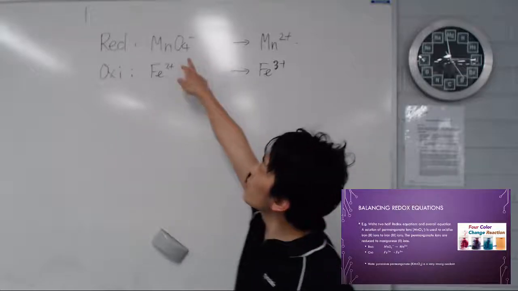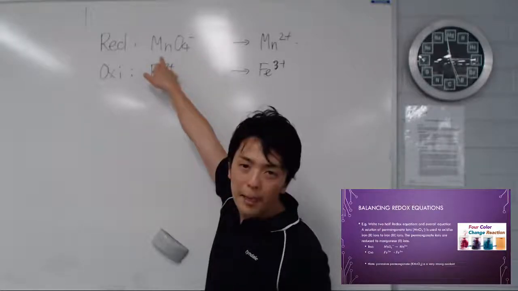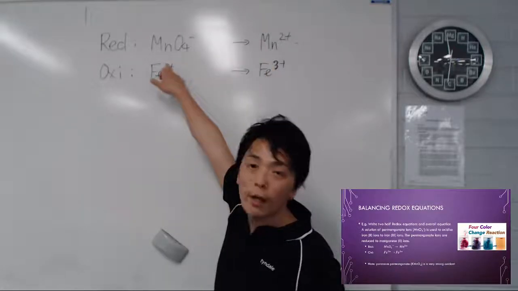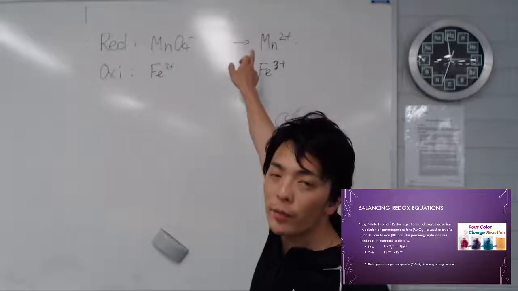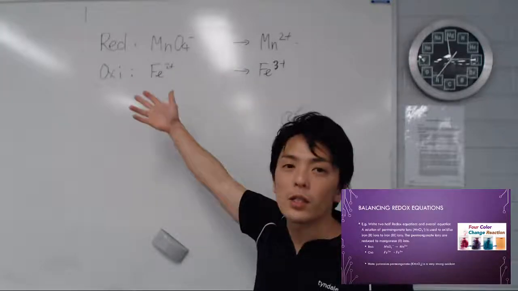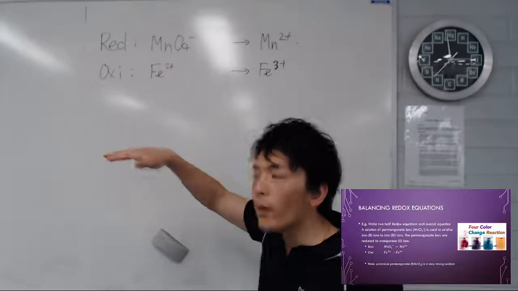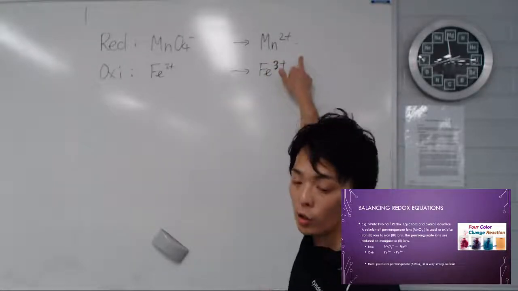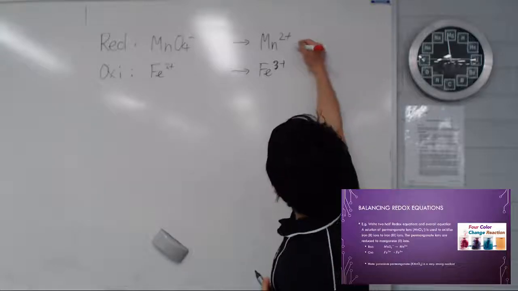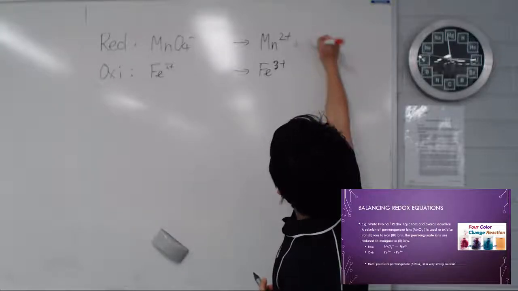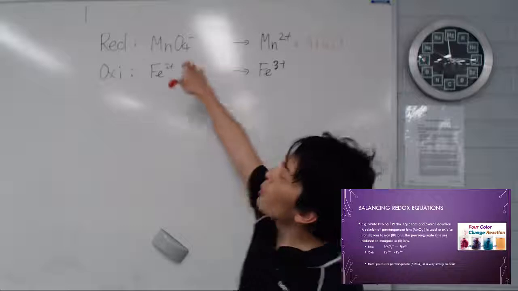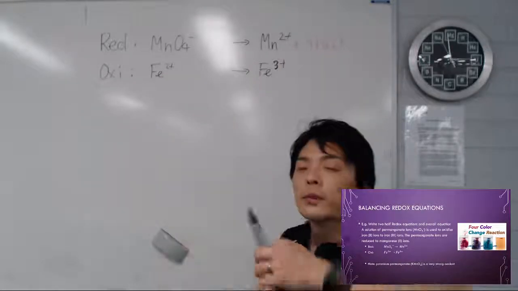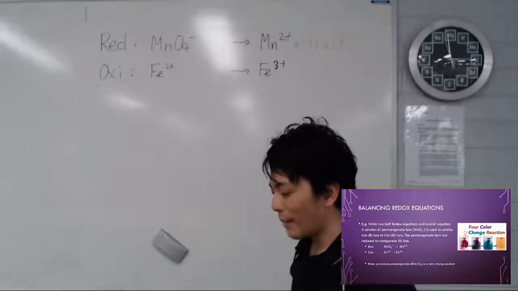Now, let's look at the reduction here. Mn is not oxygen or hydrogen. There's one atom on each side, so you don't need to do any balancing for Mn. For oxygen, yes, there are 4 oxygen atoms here, but there's none on the other side. You need to add water to balance the number of oxygen. Water is present in the solution, so it doesn't matter as long as you add them. So 4 water molecules are involved.